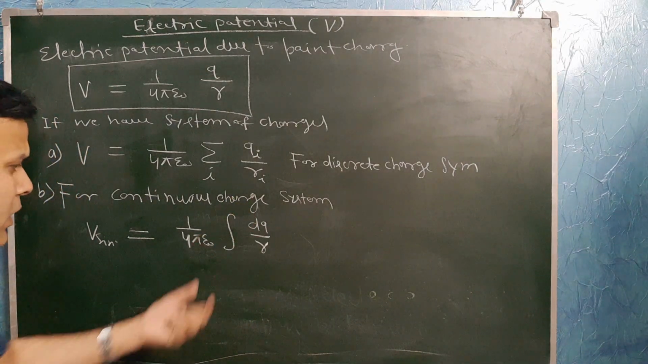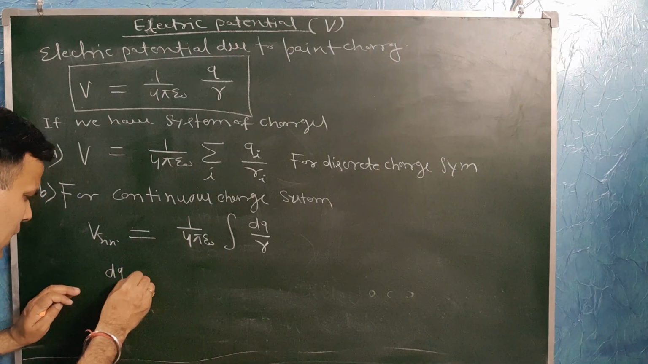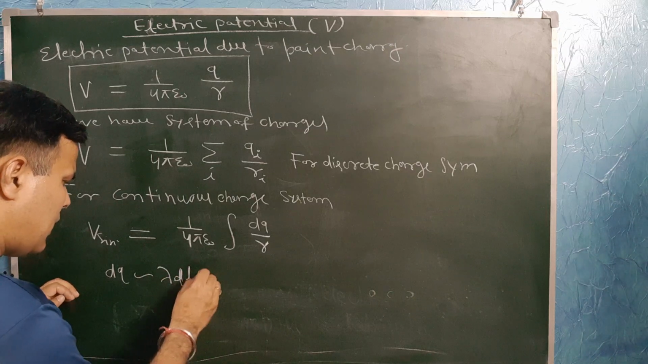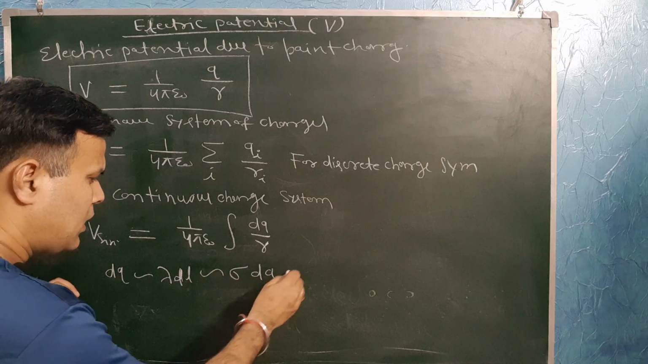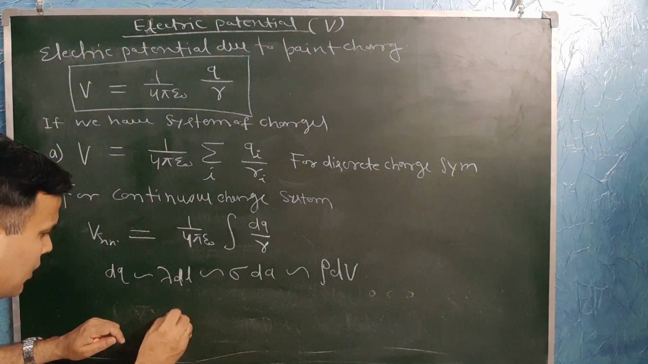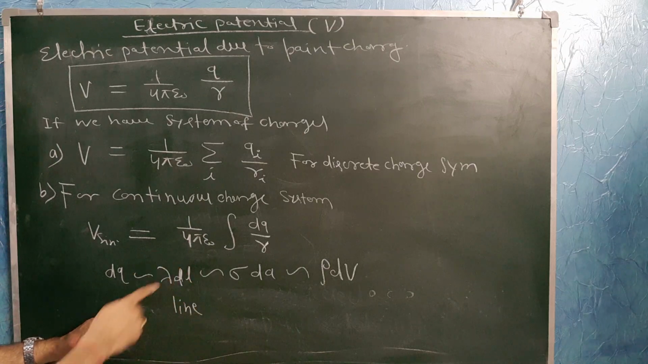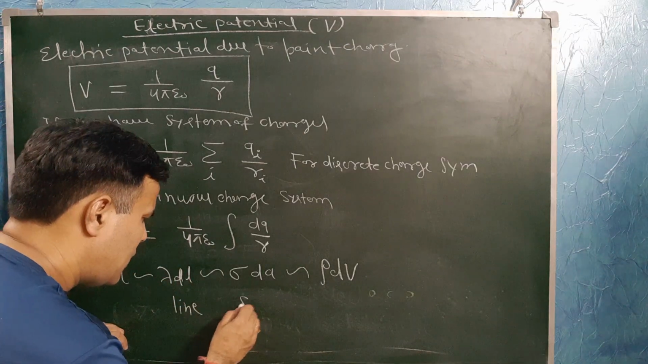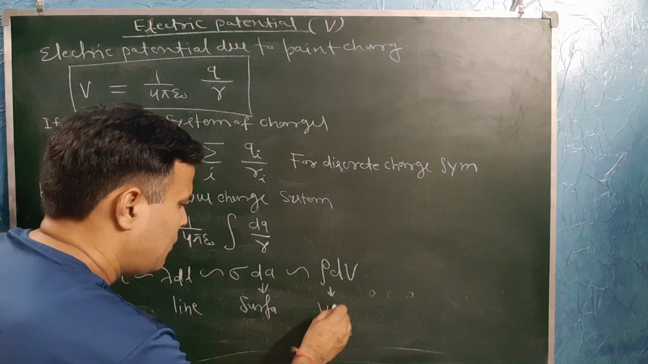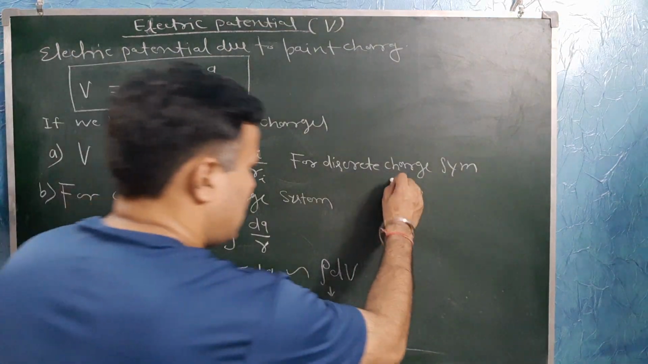So now, depending upon the situation, this dq has different profiles. This dq is simply lambda dl. This dq is simply sigma dA. This dq is simply rho dV. If the charge is distributed along the line, then we have a concept of line charge density, which is dq by dl. If the charge is distributed along the surface, or along the volume, then we have a volume charge density.